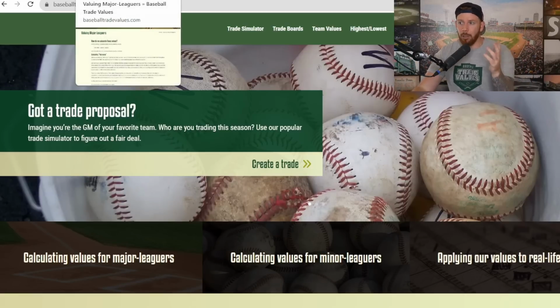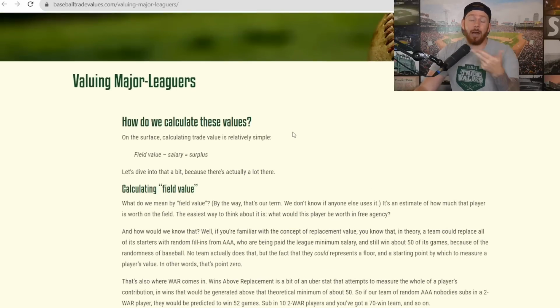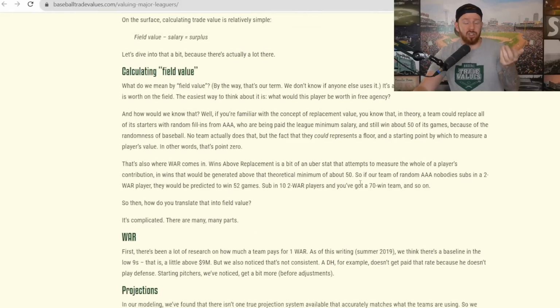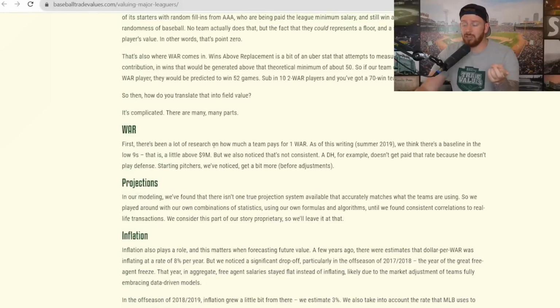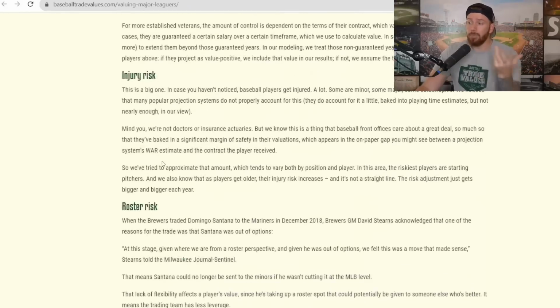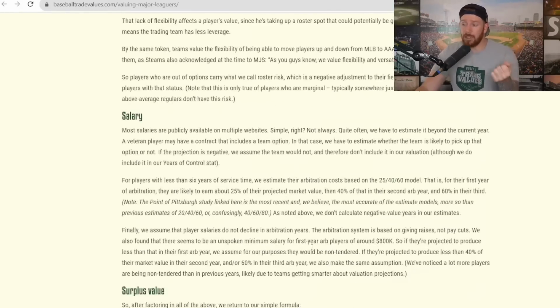So let's take a look real quick, before I do get to the Ohtani trades, at how they value major leaguers. They simply use a formula. Field value minus salary is the surplus or the value of the player. To come up with the field value, they use a bunch of different aspects. They use wins above replacement, projections, inflation, years of control, injury risk, roster risk, and then they take the salary out of that, and that is their value.